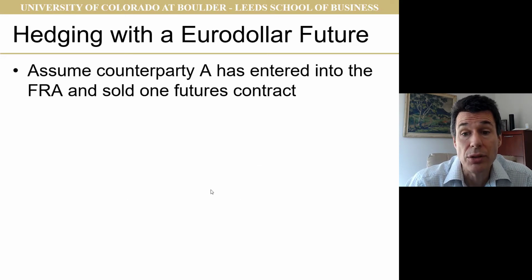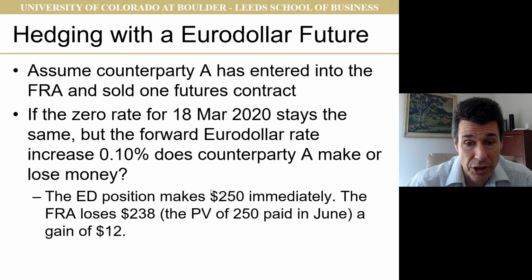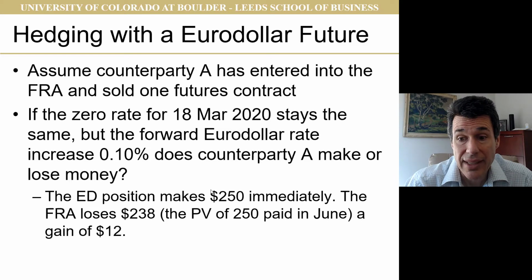So we've entered into the FRA, we've locked in that FRA with counterparty B, and we sell one futures contract. Now if the zero rate stays the same, but the forward Eurodollar rate increases by 10 basis points, we have a different effect, right? The Eurodollar position makes $250 immediately. That's 10 basis points, $25 a basis point, $250. The FRA loses $238. We can do that calculation.